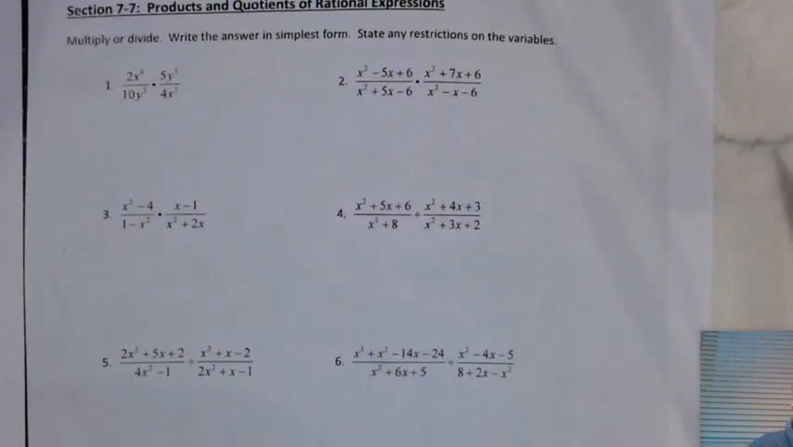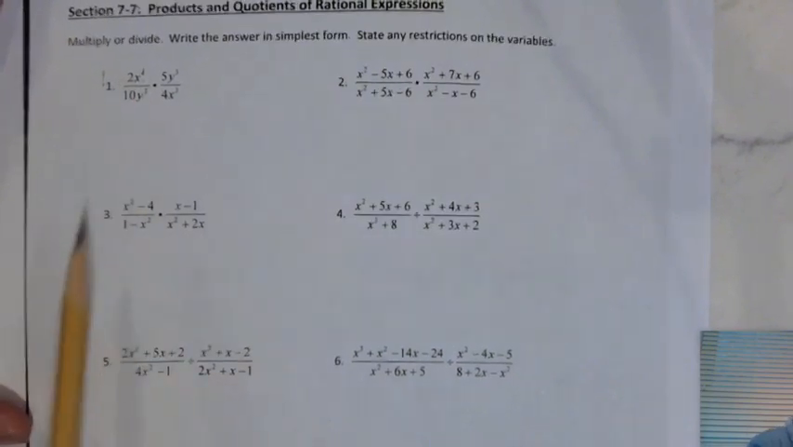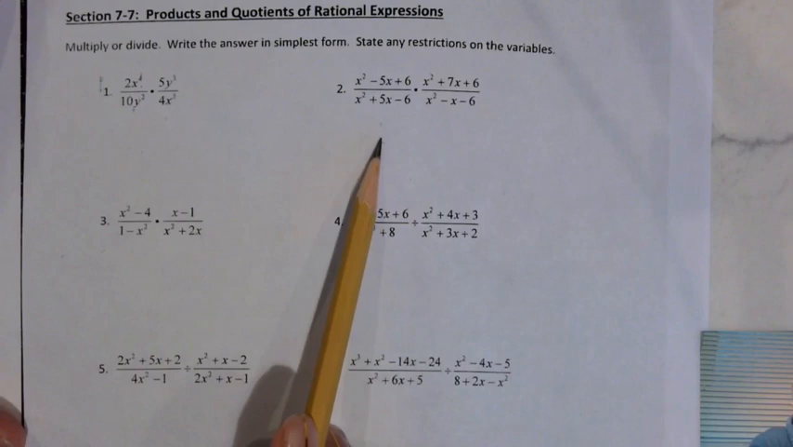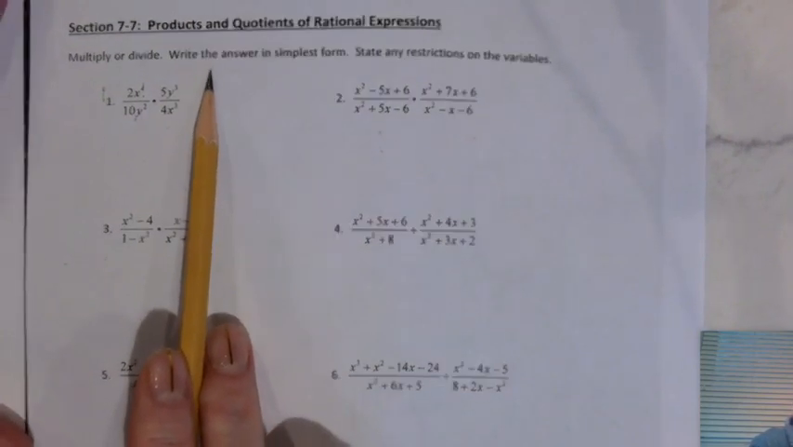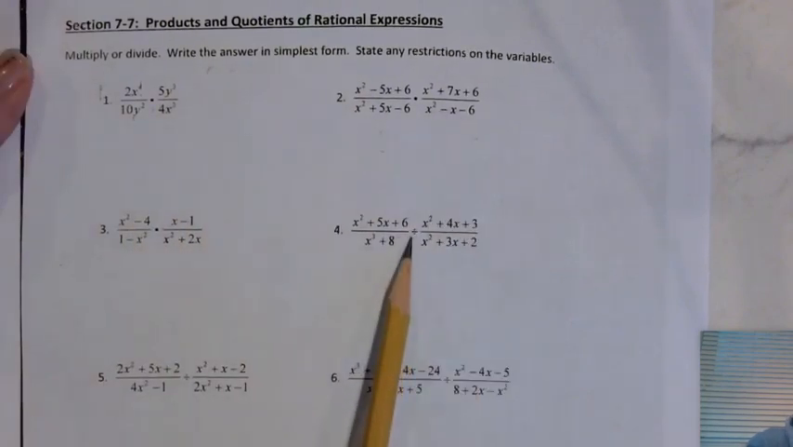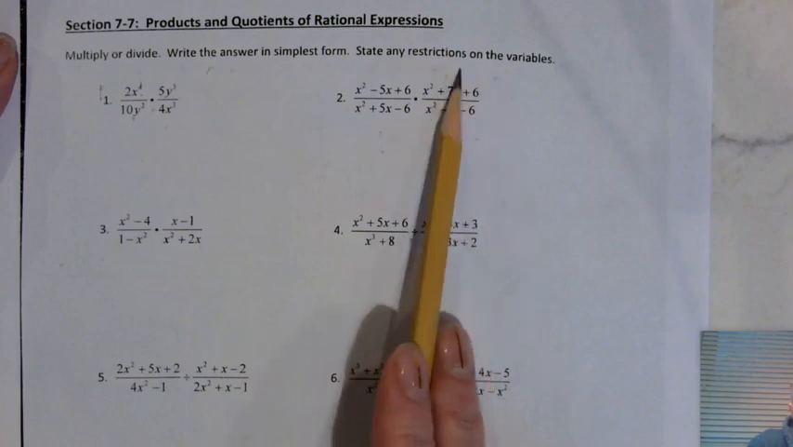This is when you have rational expressions and you're multiplying or dividing. Rational expressions are just expressions with ratios, fractions. What we want to do is the multiplication or division. Some of these are multiply, some of these are divide. Then we want to do that operation, simplify everything, and state any restrictions on the variables for our domain.